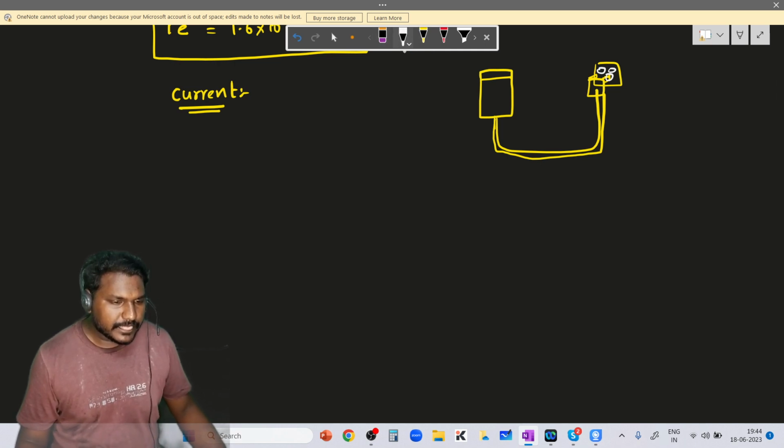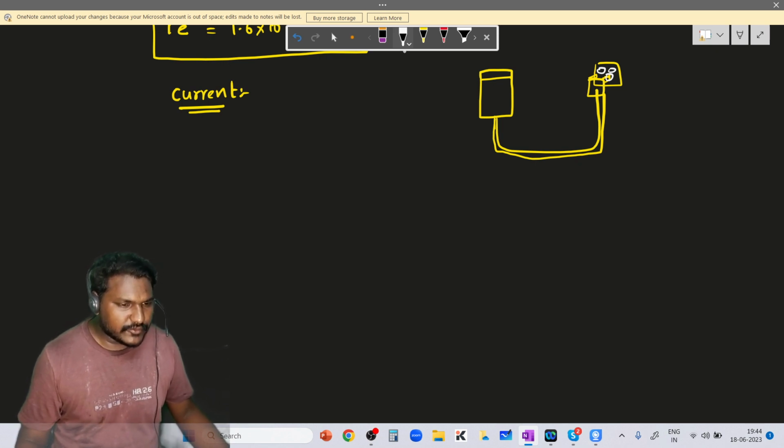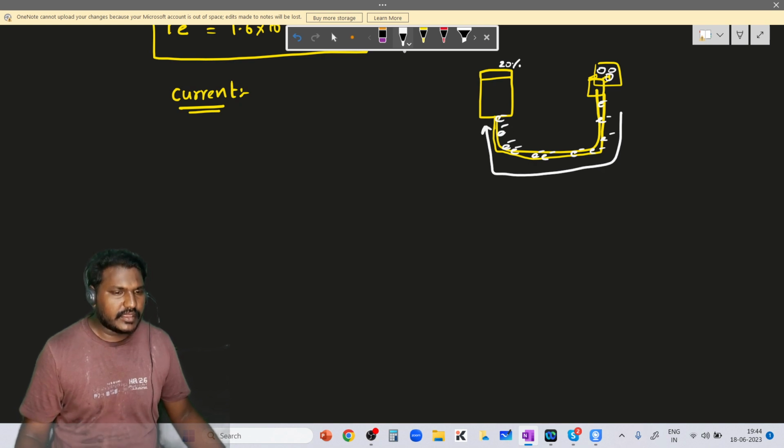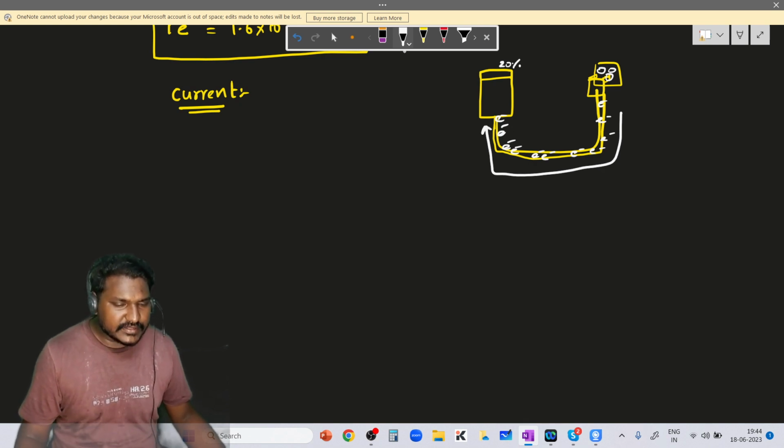Now, for example, if the phone is drained because of low battery, there is only 20% battery. So now if you connect the charger, the electrons will flow from this plug point to this mobile like this. And this movement of electrons is known as current.